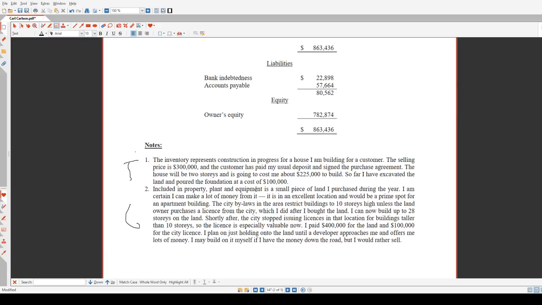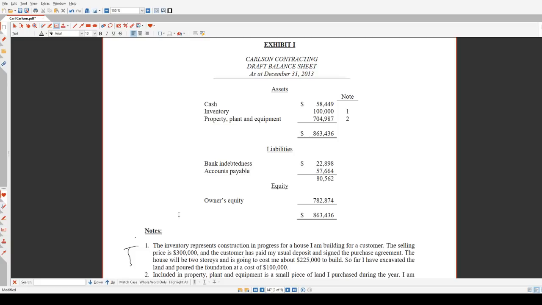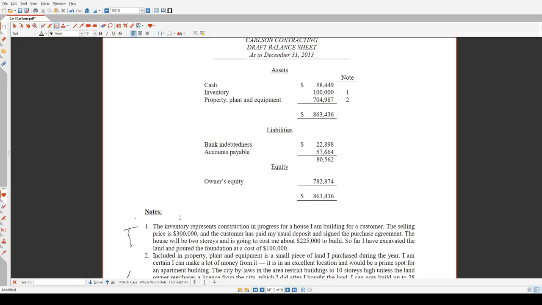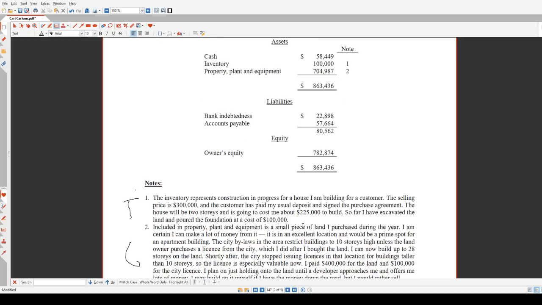So it is representative of day 3. We're still working on the same things, but at the end of the day, the case writing mechanics and the skills are always the same. Okay, so here we see an exhibit 1 talking about inventory, PP&E. So I'm going to look at inventory, and the inventory here represents construction progress for a house. The selling price is $300,000. Going to underline that.